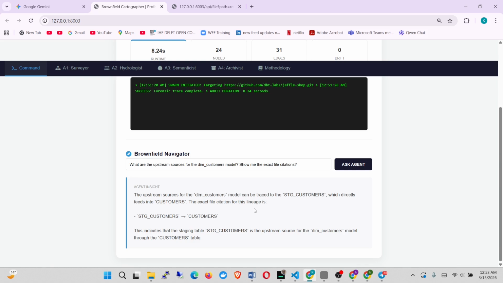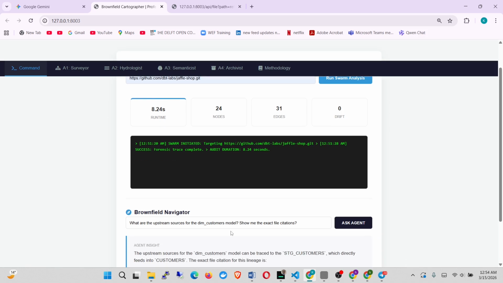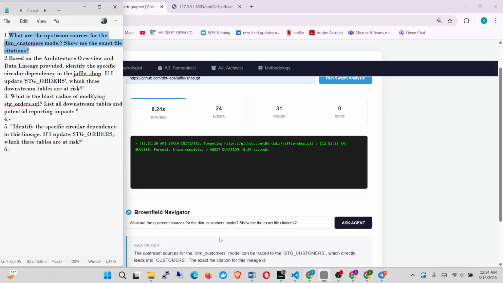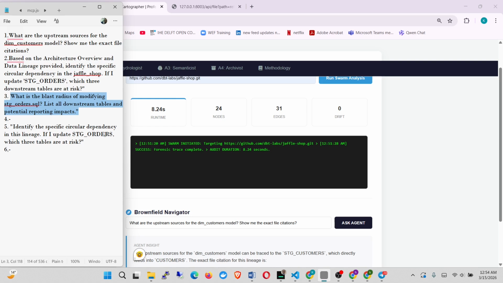The next part is, instead of manually tracing code, let's ask the navigating agent to calculate a blast radius, to check out how the system handles this one. So I am asking the system a question: what is the blast radius of modifying this SQL file?